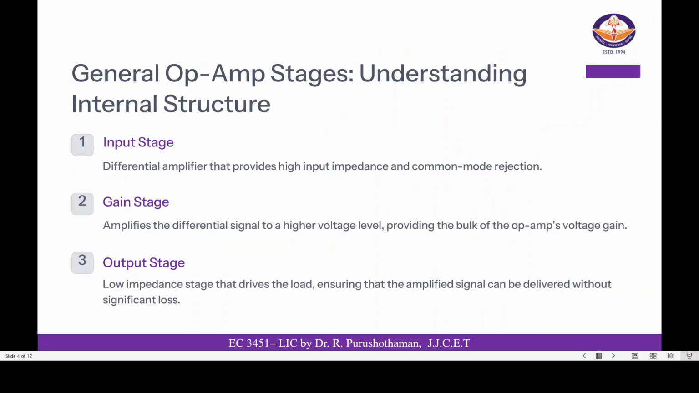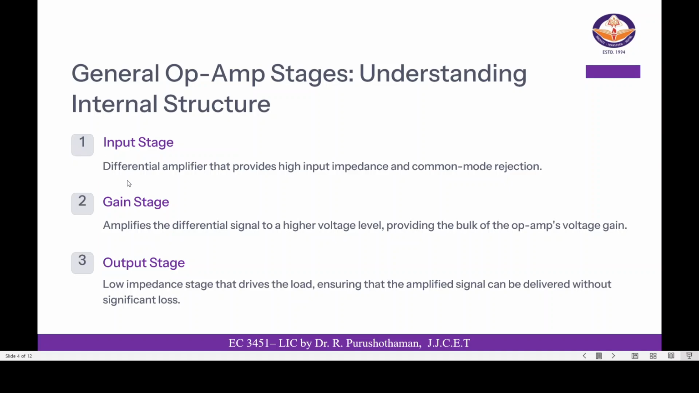This is the general operational amplifier stages. For understanding the internal structure of the operational amplifier, we mainly have three stages. The first one is the input stage, second the output stage, and the gain stage. Again, I'm repeating, this is the flow you have to follow, my dear students: input stage, output stage, and gain stage. The gain stage is nothing but the intermediate stage of the operational amplifier.